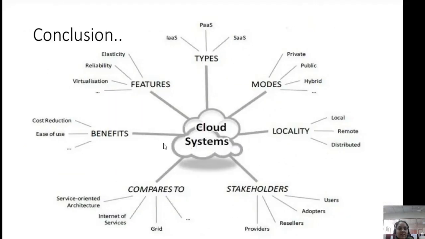So this is the conclusion of the day, dear students. We have a cloud system which has types, which has different modes. You have the locality specifications also. You have a lot of stakeholders. You can compare various levels of things. Then you have a lot of benefits. You have a lot of features out of it. So you can consider how feasible and how intelligent the cloud is.